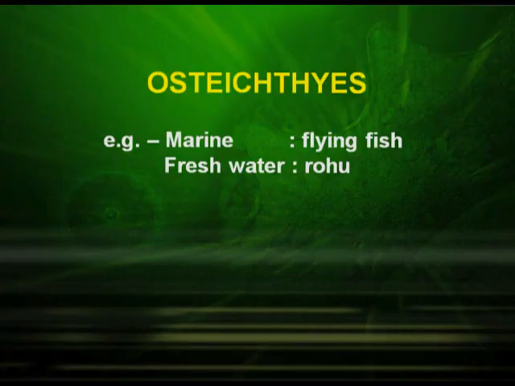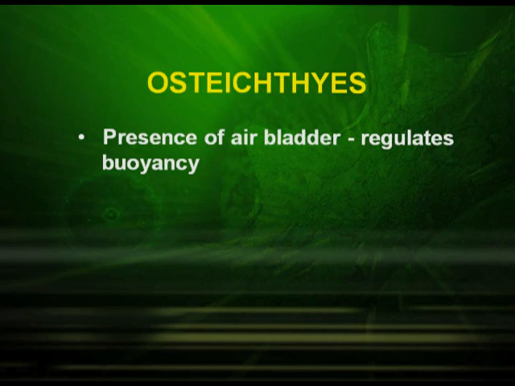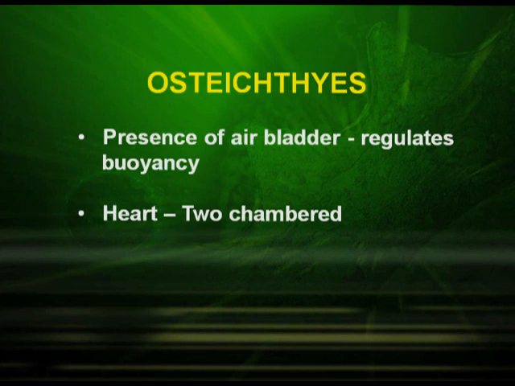The next class is Osteichthys, which includes the marine flying fish and the freshwater rohu. They have a bony endoskeleton and a streamlined body. Presence of air bladder, which helps in buoyancy. Heart in these animals is two-chambered and they are cold-blooded animals.